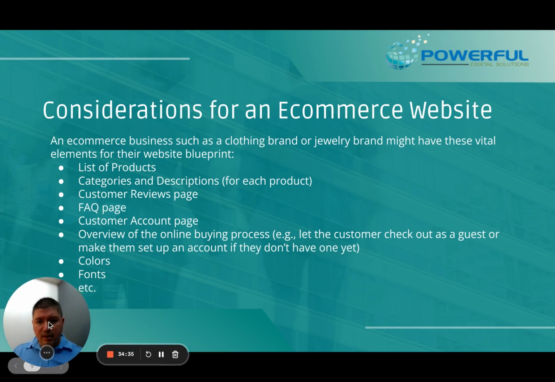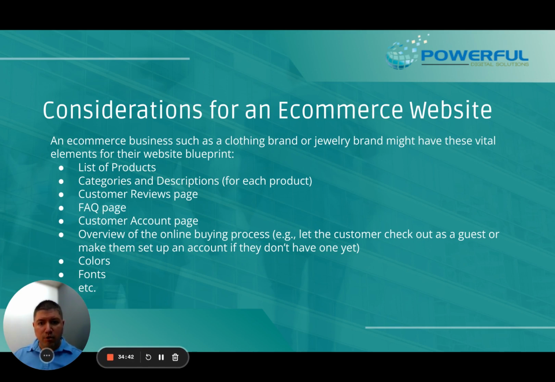And then the e-commerce website is going to have more details here, since there are a lot more moving parts. So maybe you're a clothing brand or a jewelry brand. Maybe you'll be selling some other physical products or virtual products. But a blueprint for an e-commerce website is going to have a list of each product, and also the categories and descriptions for each of those products.